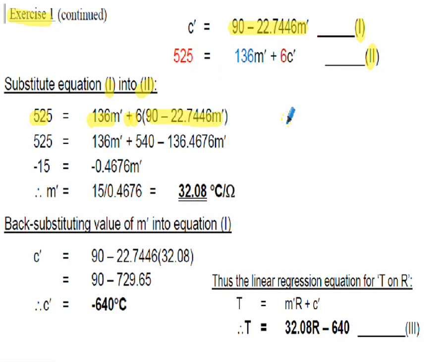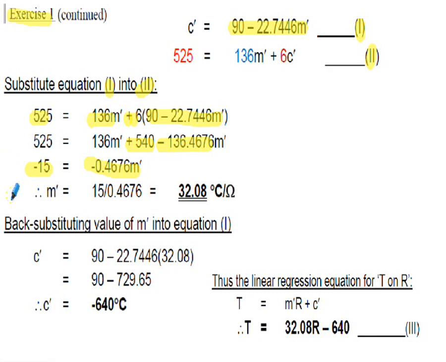If I expand the right hand side, I will get 6 times 90 is plus 540, and 6 times the minus 22.7446m dash is minus 136.4676m dash. Bringing the like terms together on the right hand side, I get 136m dash take away 136.4676m dash, which gives me the minus 0.4676m dash on the right hand side here, and then taking 540 from both sides gives me minus 15 on the left hand side.